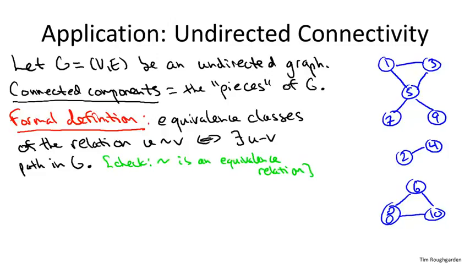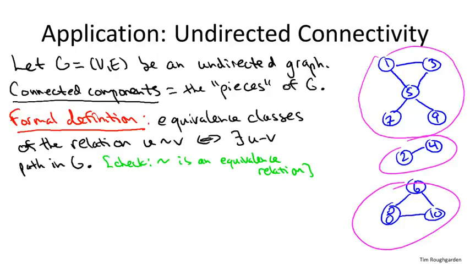Also, equivalence relations have to be symmetric, meaning if u and v are related, then v and u are related. Because this is an undirected graph, it's clear that this is symmetric. If there's a path from u to v in the graph, there's also a path from v to u, so no problem there. Finally, equivalence relations have to be transitive. That means if u and v are related and so are v and w, then so are u and w. That is, if u and v have a path, and v and w have a path, then so do u and w. And you can prove transitivity just by pasting the 2 paths together.